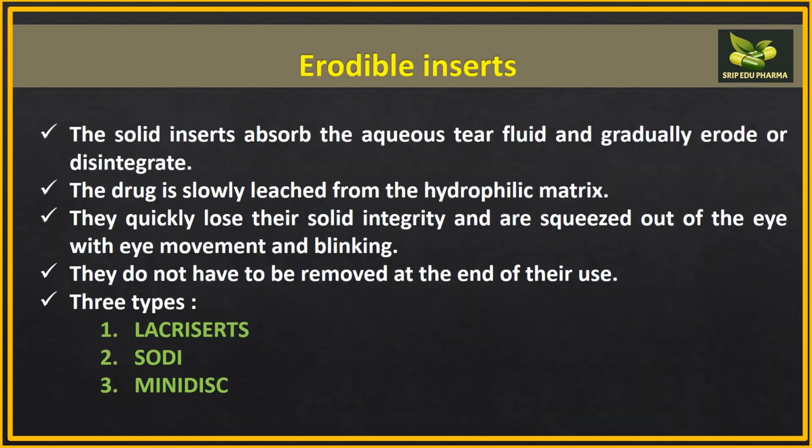As the name says, they are soluble types. The solid inserts absorb the aqueous tear fluid and gradually erode or disintegrate. The drug is slowly leached from the hydrophilic matrix. They quickly lose their solid integrity and are squeezed out of the eye with eye movement and blinking. They do not have to be removed at the end of their use. They are of three types: Lacrisert, SODI and Minidisc.